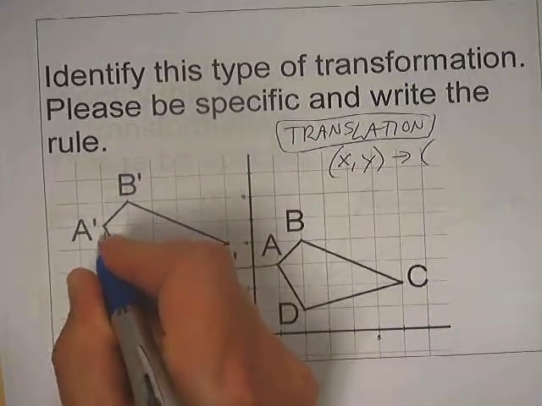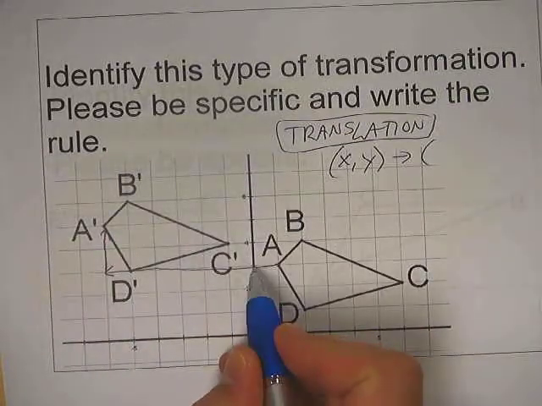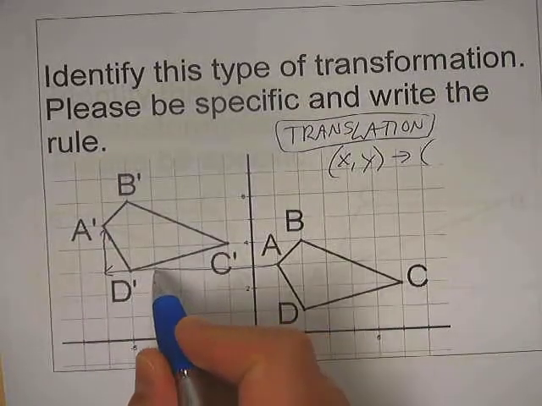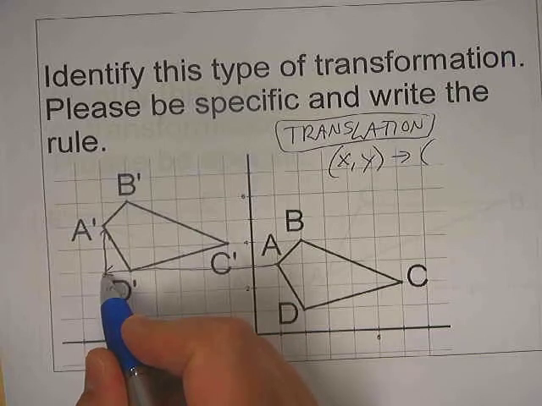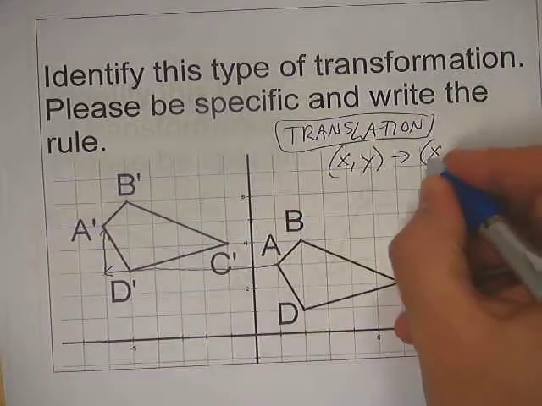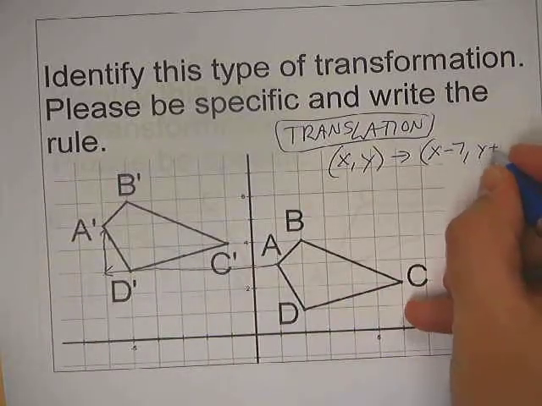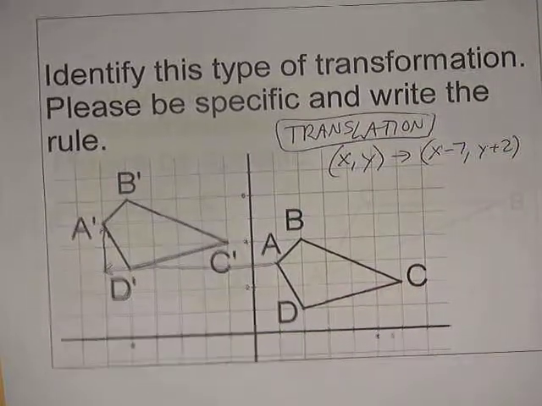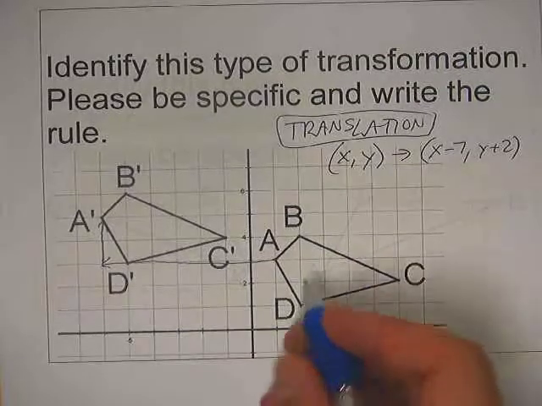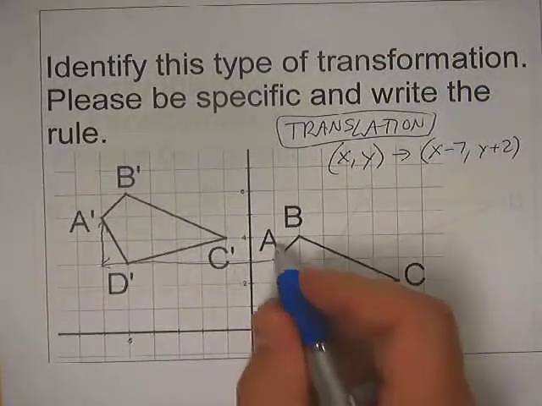So you can see I'm going to left, and then I'm going up. I'm going to left 1, 2, 3, 4, 5, 6, 7. So it's going to be x minus 7. I'm going up 1, 2, so it's going to be y plus 2.